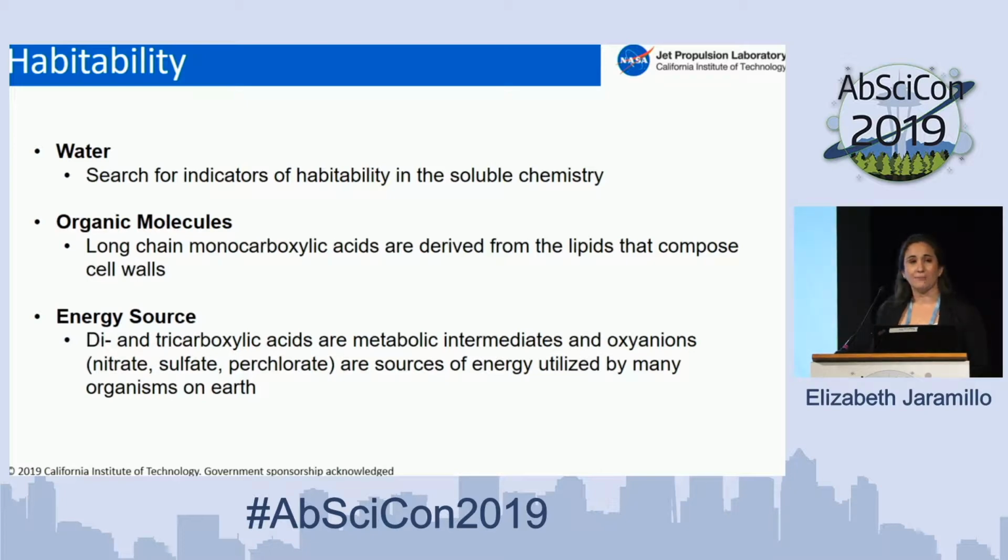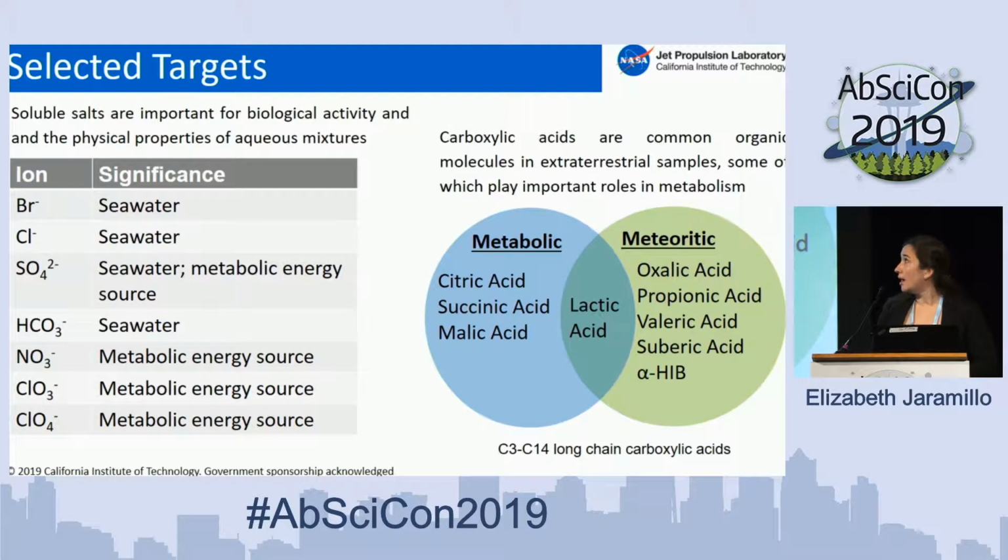So there are different organic molecules that we will be looking for and different energy sources that we will be looking for. The specific targets that I've sort of used to develop my method, for inorganic ions, we have over here, we based it off of seawater for a lot of them because if we're looking at ocean worlds, our ocean is sort of a decent model for it. Also, we suspect there will be a lot of chloride, there will be sulfate. So we're looking for bromide, chloride, carbonate, sulfate, and we're also looking for metabolic energy sources. So microbial life on Earth can use oxyanion species like sulfate and nitrate and perchlorate in order to metabolize.